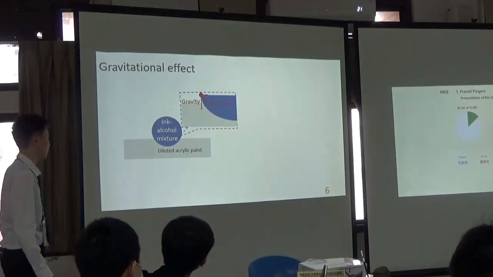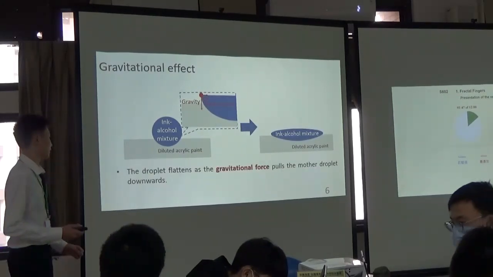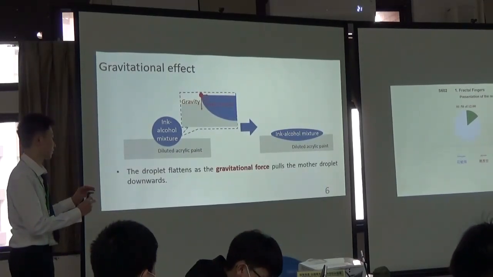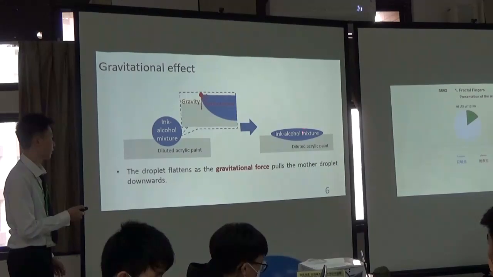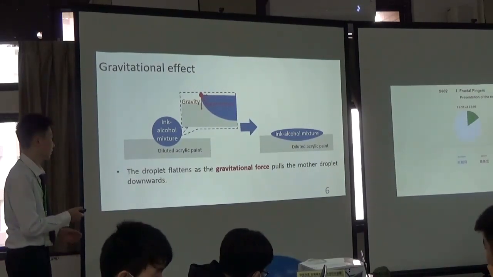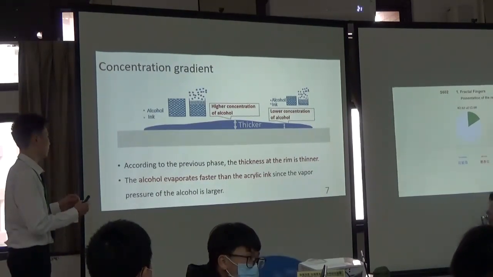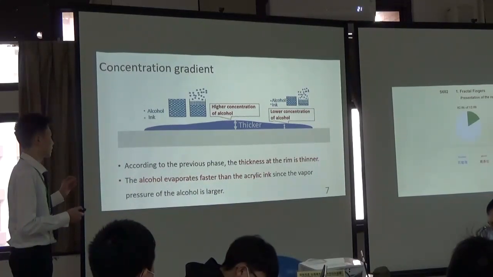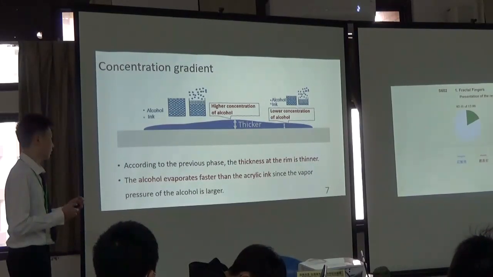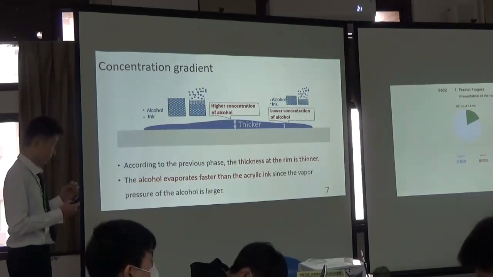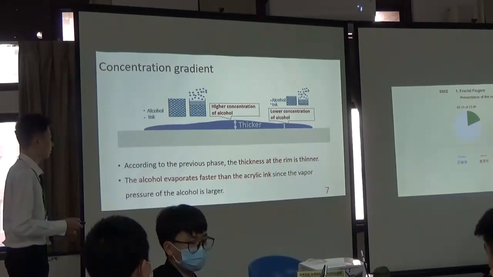Next is the phenomenon explanation. First is the gravitational effect. You can see that the drop will flatten because the gravitational force pulls it so that it gets flattened. The inner part of the mixture is thicker and the rim part is thinner. The thickness difference will cause evaporation differences, so that in the inner part of the mixture the concentration of the alcohol will be higher, and the concentration at the rim will be much lower.